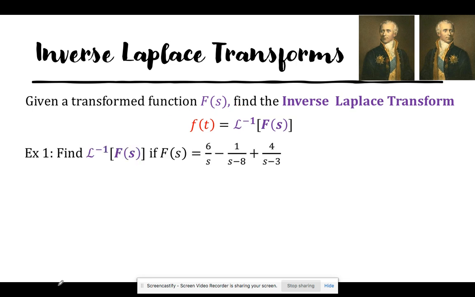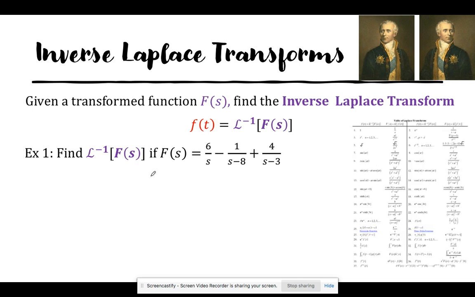Okay. So if I give you a transformed function and I ask you to find the inverse, what do you do? The first thing you want to do certainly is work with your handy dandy table. Should have my handy dandy table with me. And yes, you will have your handy dandy table on assessments. So can you look at this with your table and match? Now I am going to break this up into 3 problems.